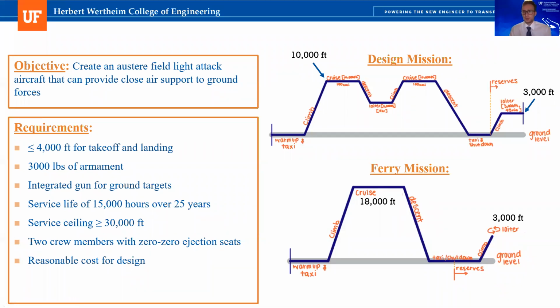So to begin, we wanted to establish a clear objective, and this was to create a light attack, close air support aircraft. And throughout the presentation, we will discuss how these requirements listed on the bottom left will be applicable to our design. And on the top right, you could see the design mission. This mission was specifically meant to kind of simulate a low to the ground, low altitude attack to ground forces that would only be possible by helicopter previously.